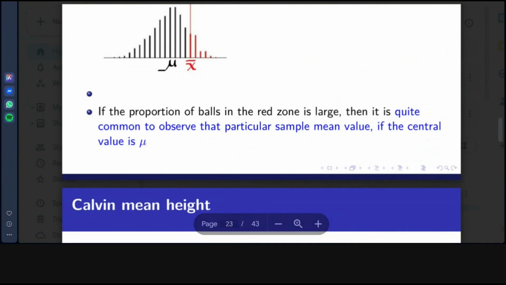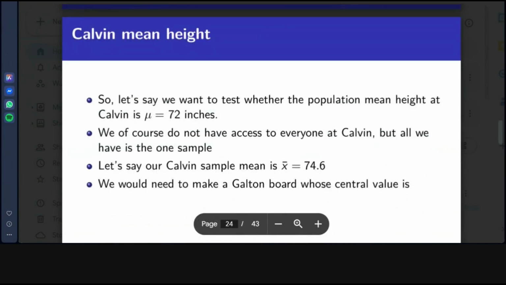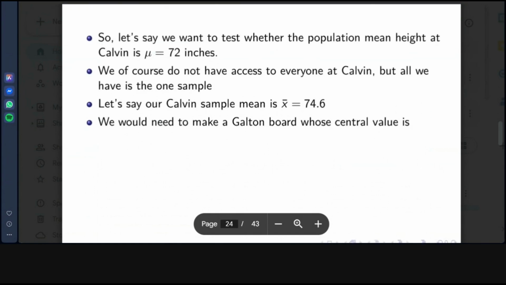So let's give you a practical example with some numbers. Let's say we want to test whether the population mean height at Kelvin is 72 inches. All right. Now you may ask, where did 72 come from? Actually, this could be any number that you want to test. You make a claim, or maybe you heard it from someone: the average height of students at Kelvin is 72 inches. Okay, so you want to test this. As I said, all of statistics is basically trying to test inferential statements about a parameter. You don't know whether it's 72 or not. So you're trying to test whether this is true.